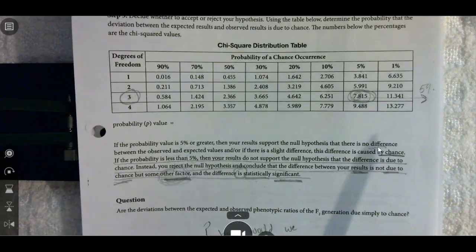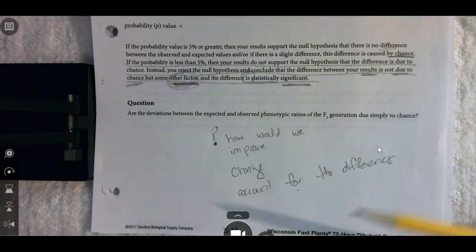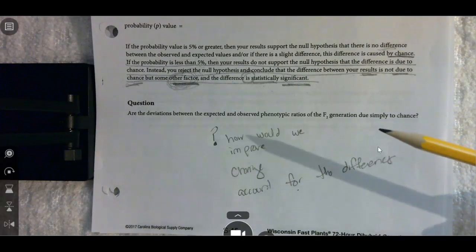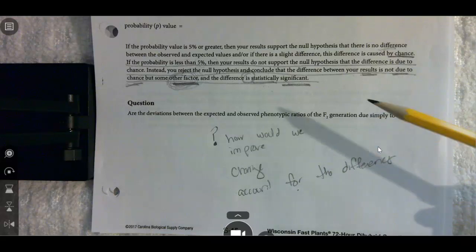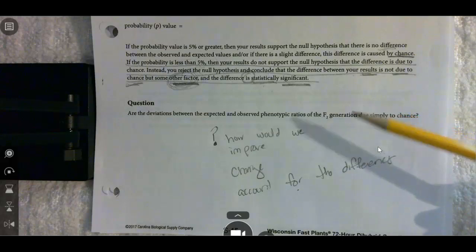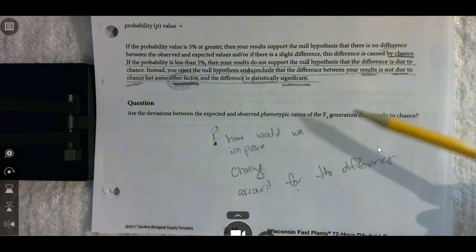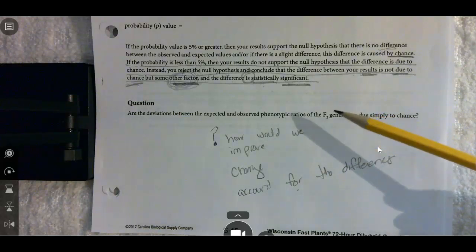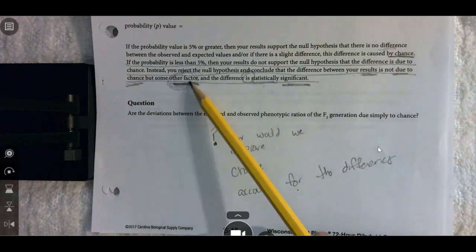So what does this mean for us? This means our experiment, our seedlings, grew with phenotypes that were very different than what we expected to see. So what you are going to have to demonstrate and analyze in your lab is why you think this happened.